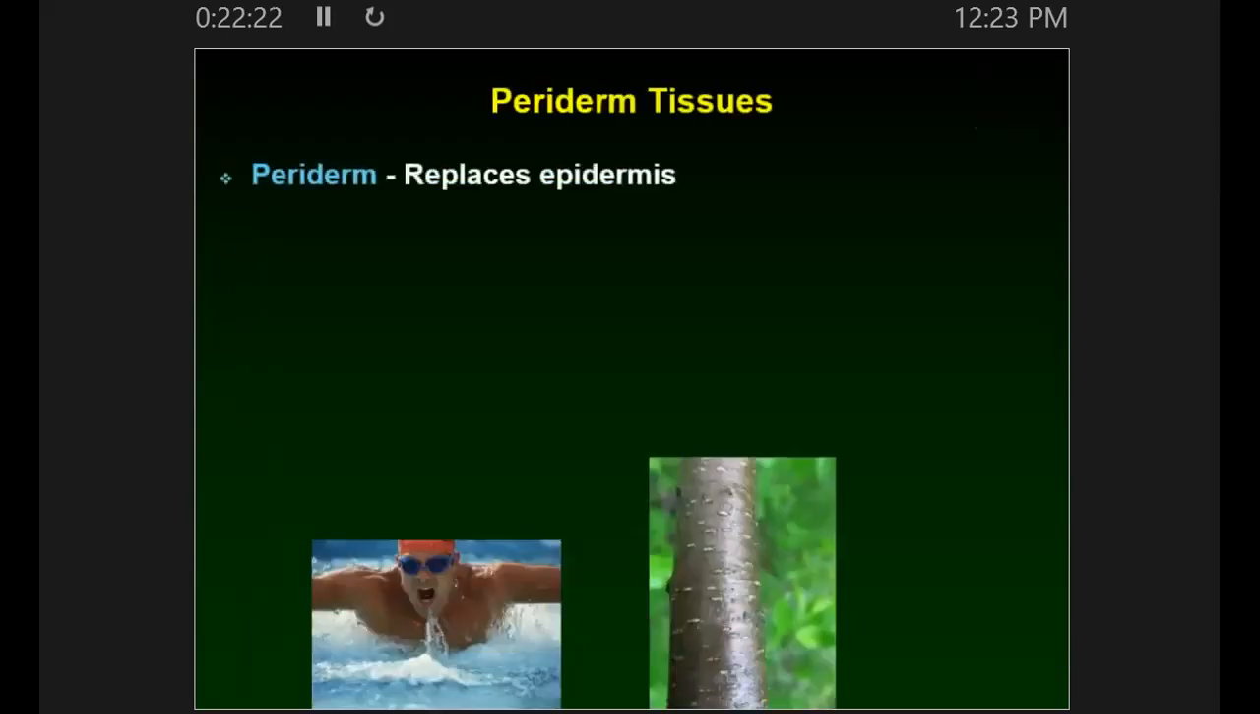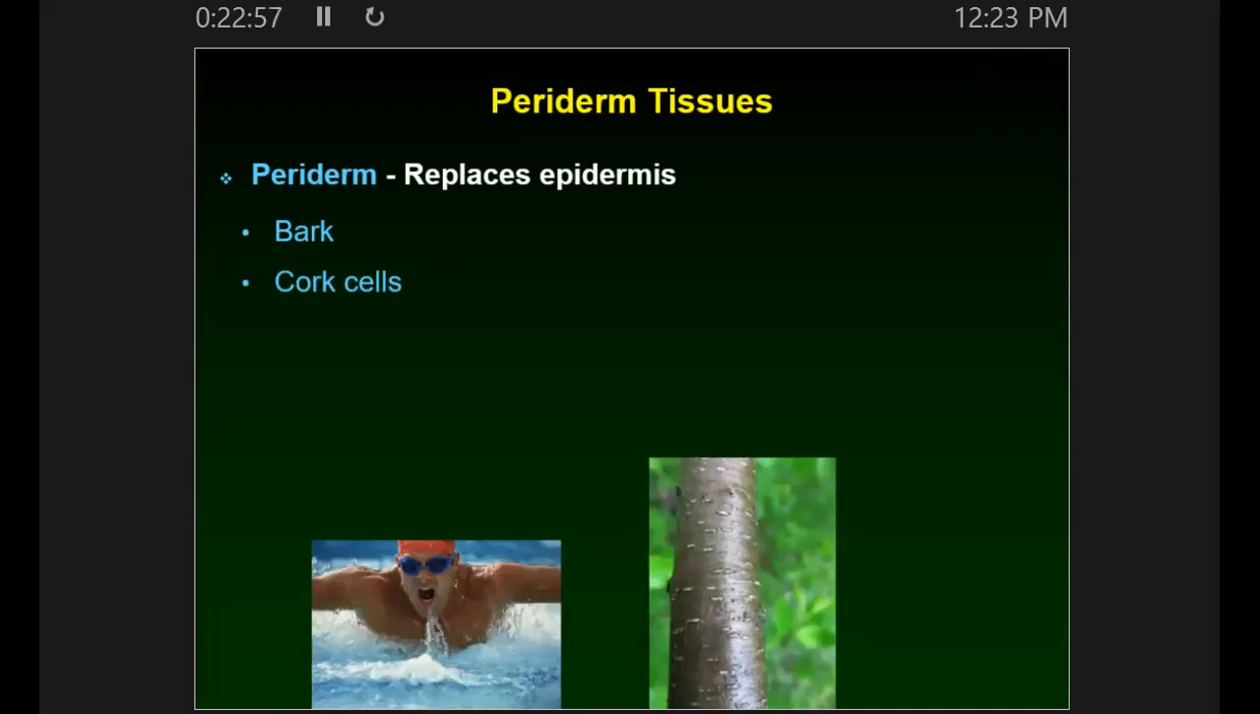Okay, another outer layer that I want to talk about, at least introduce, is the periderm tissue. When we get into stem tissue, we'll talk more about this, but I want to introduce it now. The periderm is what they refer to as the plant is maturing and you start seeing bark production. The epidermal cells are getting replaced by the periderm tissue, and it then will allow for bark formation.